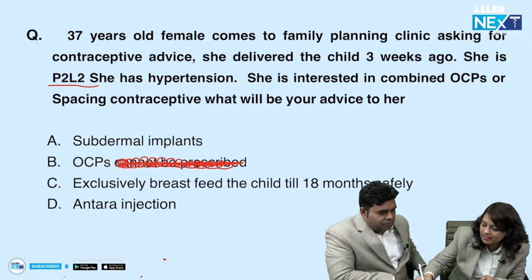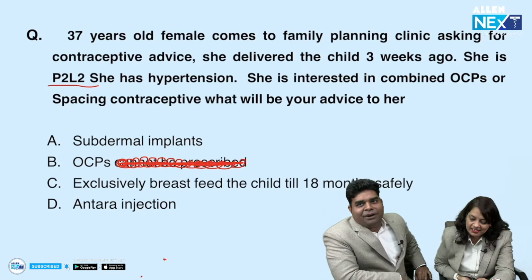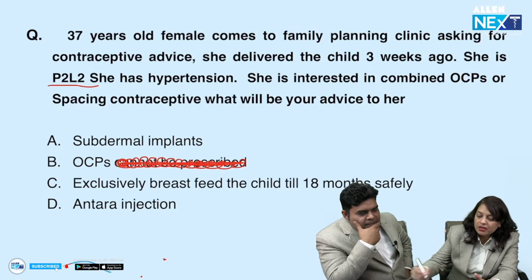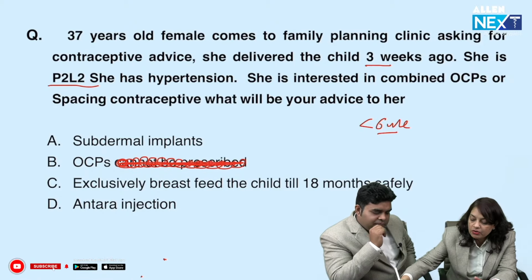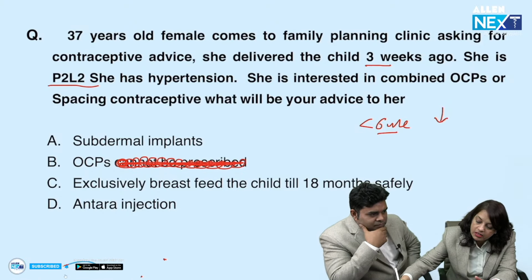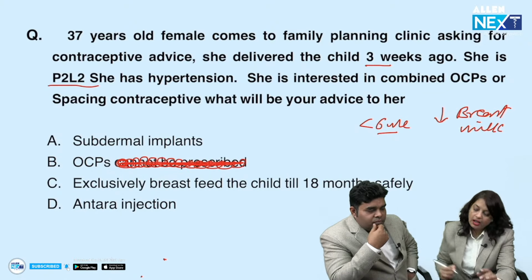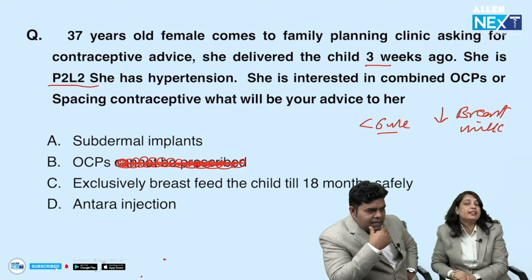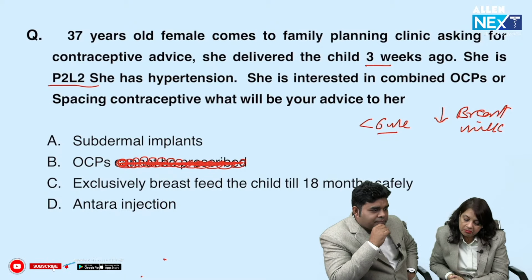Actually, we have written in the explanation. That was the explanation part, that OCP cannot be given. Of course, we can give the progesterone-only pill. Why can't you give OCPs? Because in less than 6 weeks, OCPs are absolutely contraindicated because they reduce the breast milk. And from 6 weeks to 6 months, it is relatively contraindicated. It is the estrogen component which reduces the breast milk.